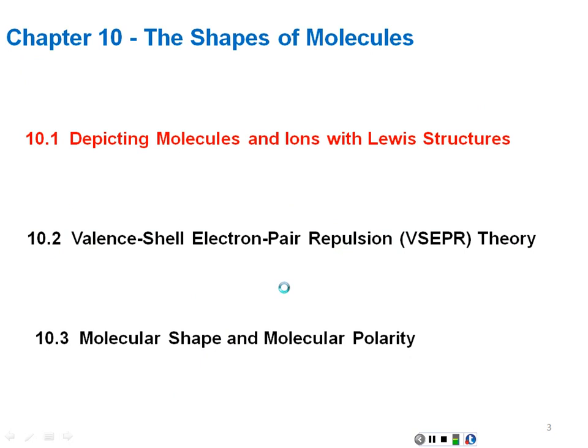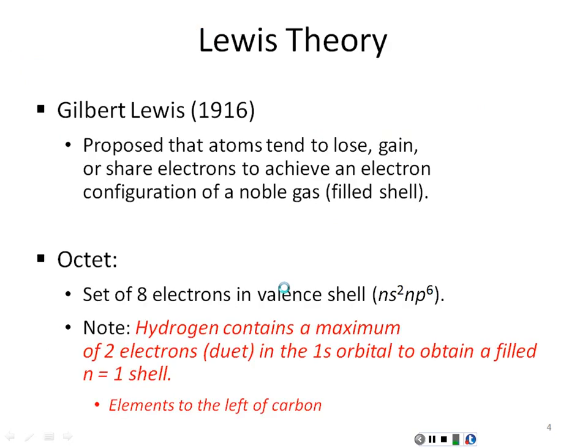Okay, 10.1 covers Lewis structures. We saw this slide last lecture, but I just wanted to bring it up again. Lewis theory, the bonding theory, is where the idea of the octet comes from, where a set of 8 electrons in a valence shell is a filled shell. And again, there are some rules to this, like hydrogen and all elements left of carbon don't require a full octet.